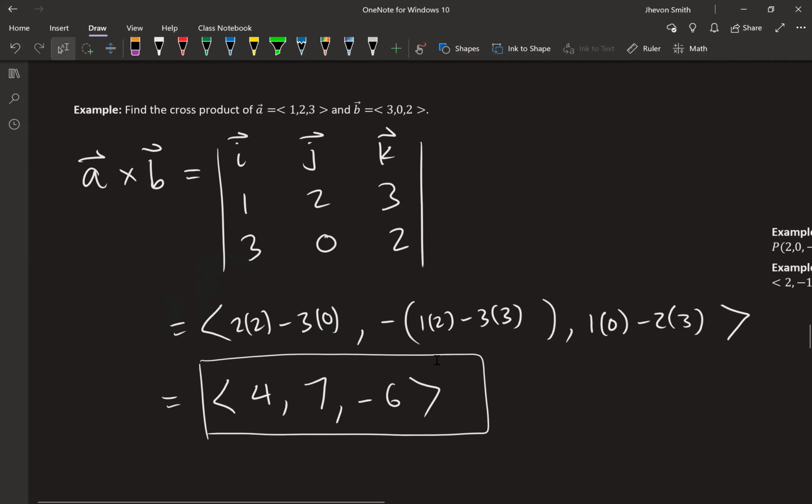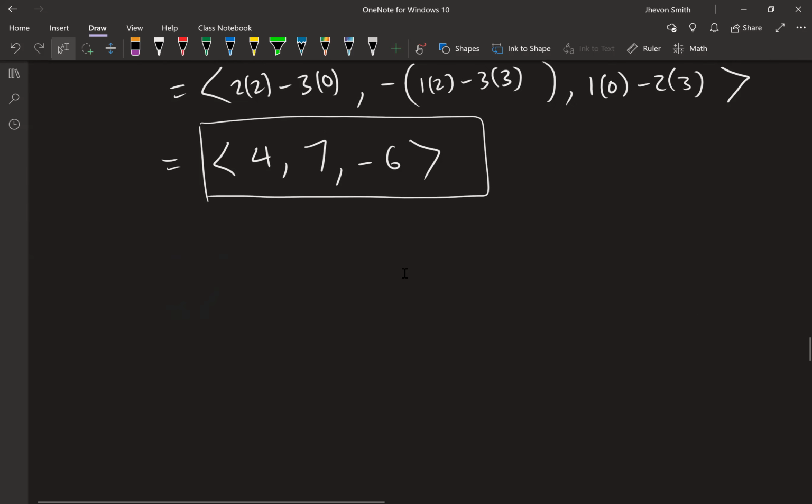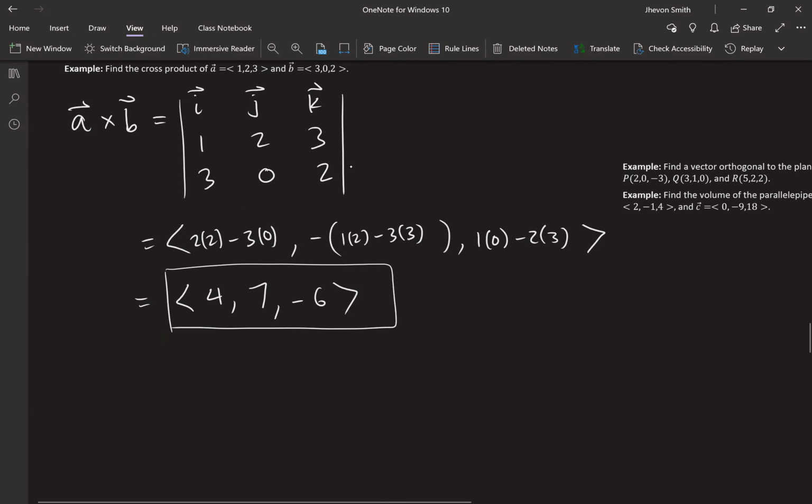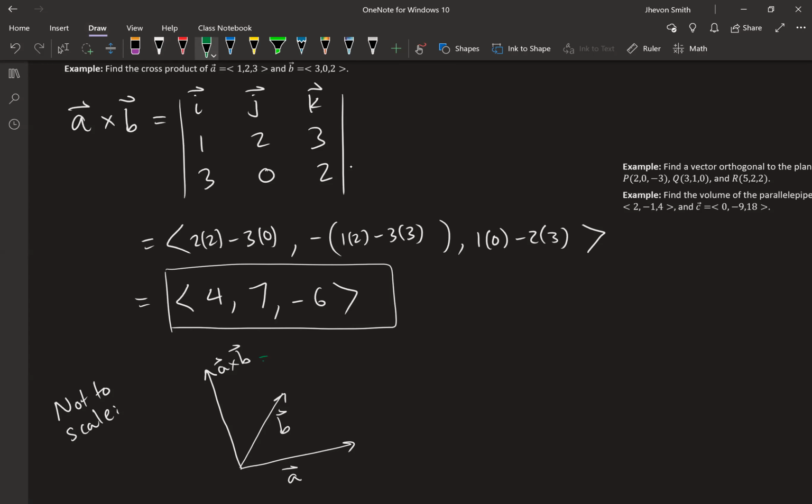Notice here that if I were to take the vectors 1, 2, and 3, let's make this a little bit shorter so you can see. 1, 2, and 3. And again, not to scale or anything. If I were to take a vector that goes like A and B, then A cross B would be the vector pointing up like this. This is A cross B. And that would be the guy that we just found. This would be the vector 4, 7, minus 6.